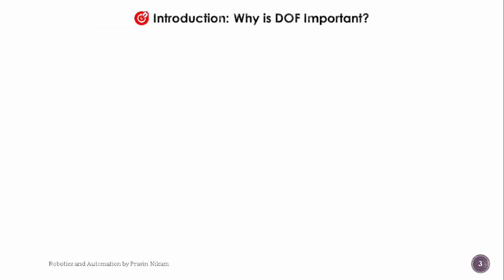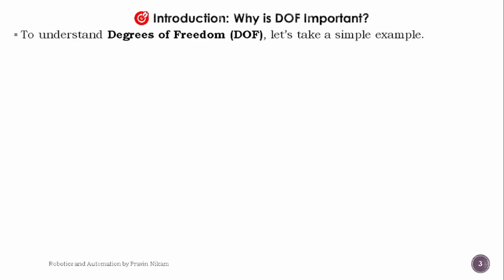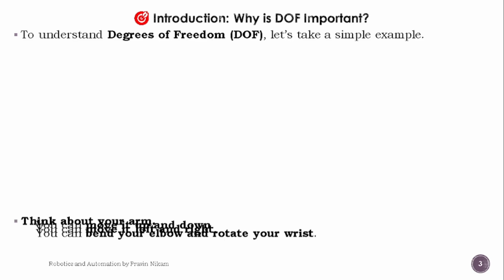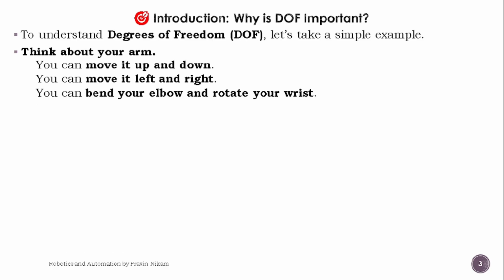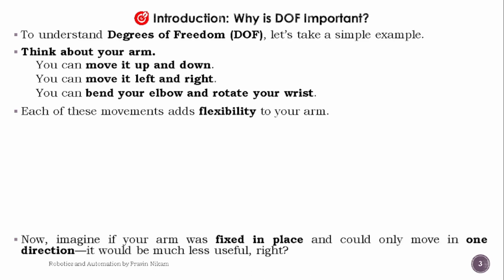Introduction: why is degree of freedom important? To understand degrees of freedom, let's take a simple example. So think about your arm. You can move it up and down, you can move it left and right, and you can bend your elbow and rotate your wrist. So each of these movements adds flexibility to your arm.